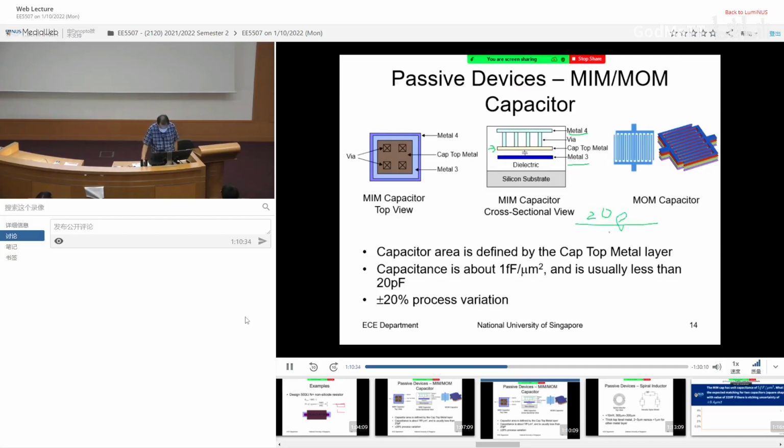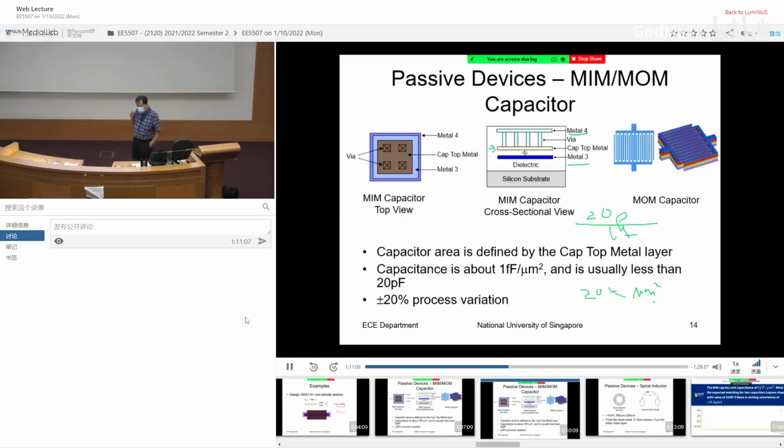20p divided by 1 femto. So that will require 20,000 micrometer square. And then you take the square root, it will give you roughly 140. So about 100 micron by 100 micron, roughly there. Very big. But if you have 4 femtofarad per micrometer square, then this guy reduced to 5,000. So you only require 70 micron by 70 micron. So the area becomes smaller. Okay?